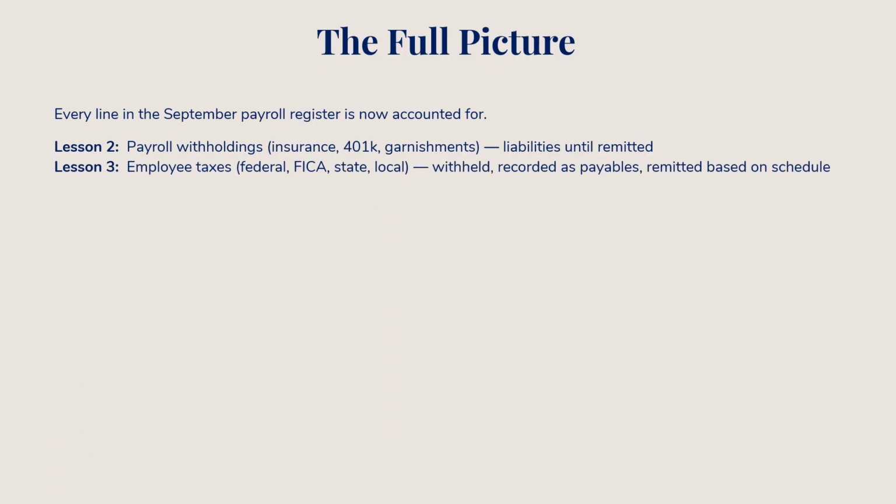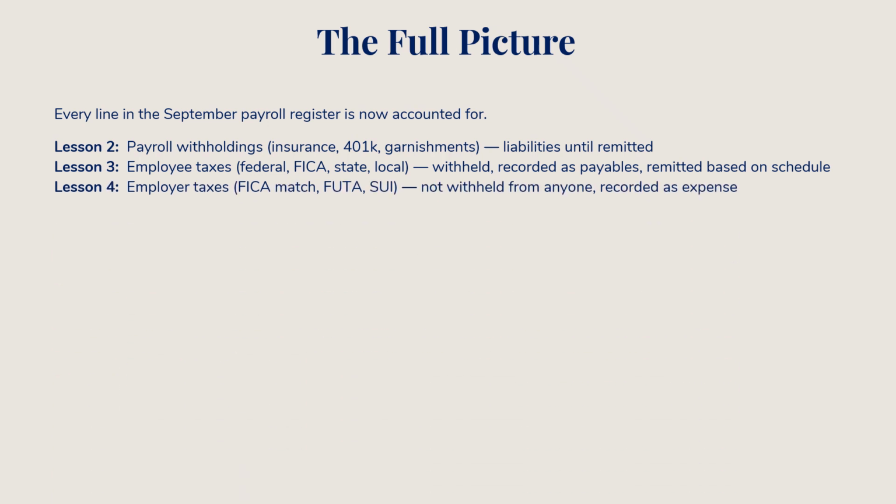The full picture. Every line in the September payroll register is now accounted for. Lesson 2, payroll withholdings. We did insurance, 401k, garnishments, liabilities until they are remitted. Lesson 3, employee taxes. Your federal, FICA, state, local, withheld, recorded as payables, and then remitted based on schedules. Lesson 4, employer taxes. This is your FICA match, your FUTA, and your SUI. Not withheld from anyone, and they are recorded as an expense for the business.